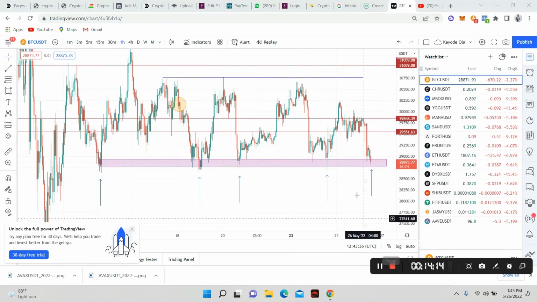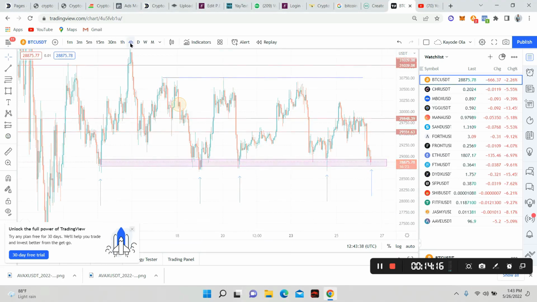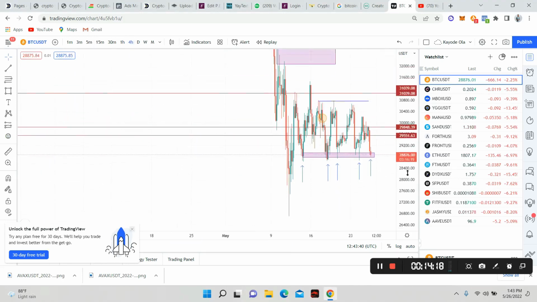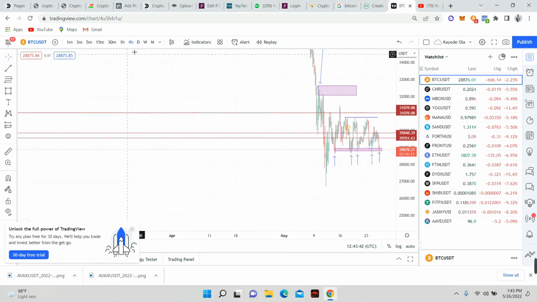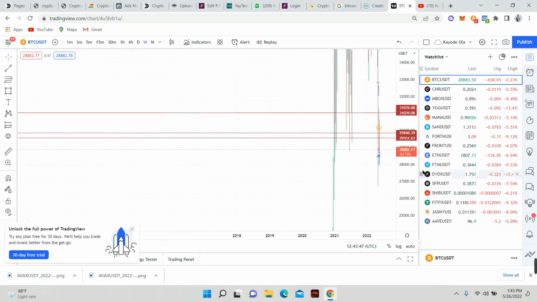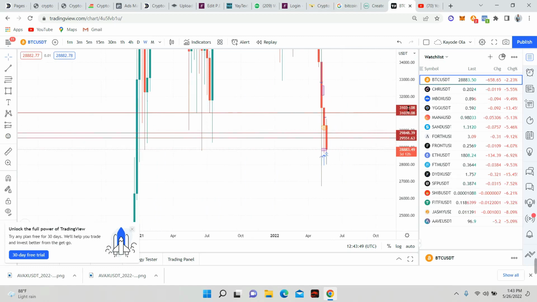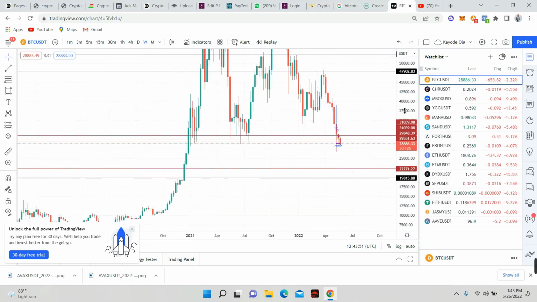So being a swing trader is very simple. This one is very simple to trade. Now we are coming down, so you need to go to a higher time frame. For a swing trader, you need to know where the bottom is. You need to know where this market is going.